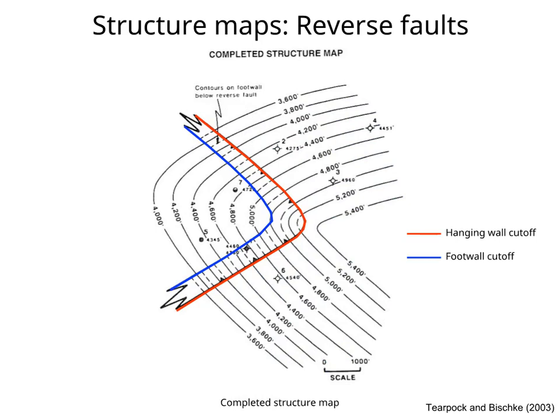Often in structure maps of reverse faults, the footwall cutoff and the area of overlap are not shown. However, it is important to understand that on the map, there will be an area where the horizon is repeated.